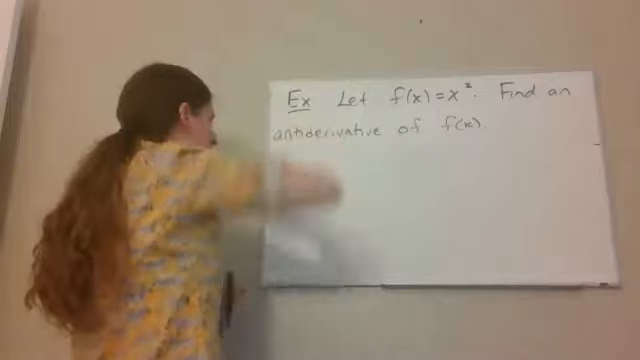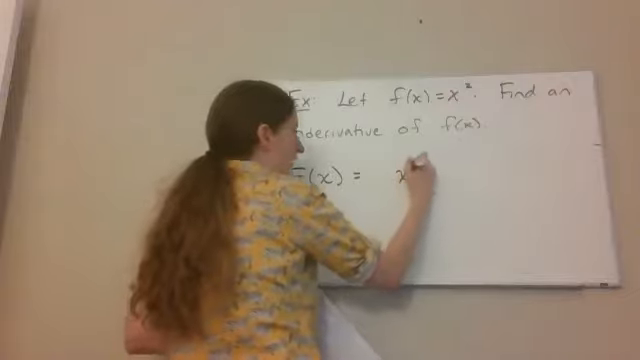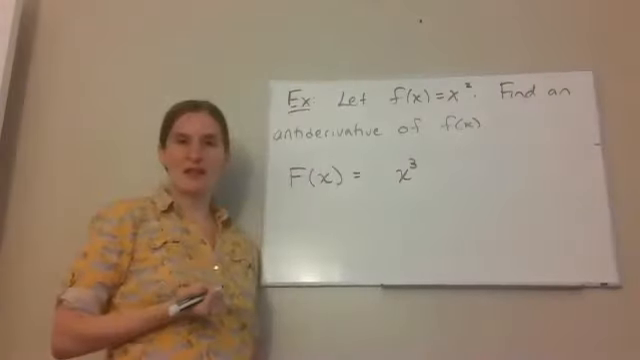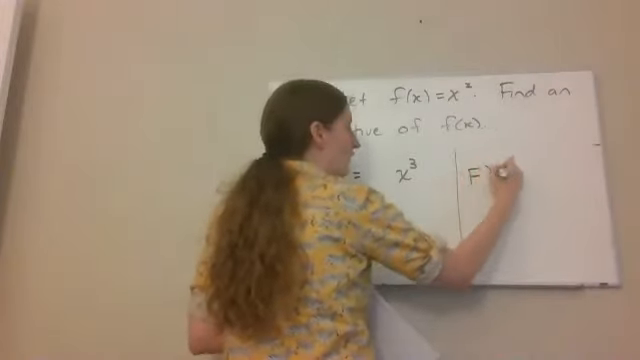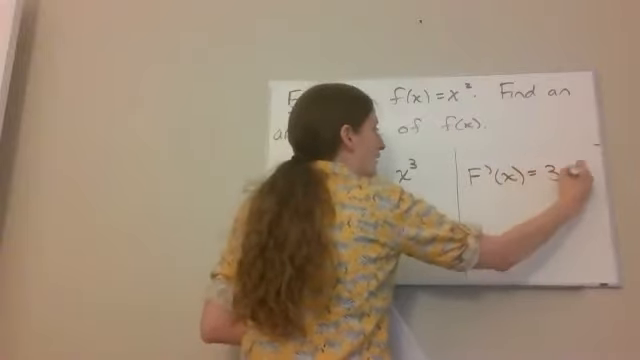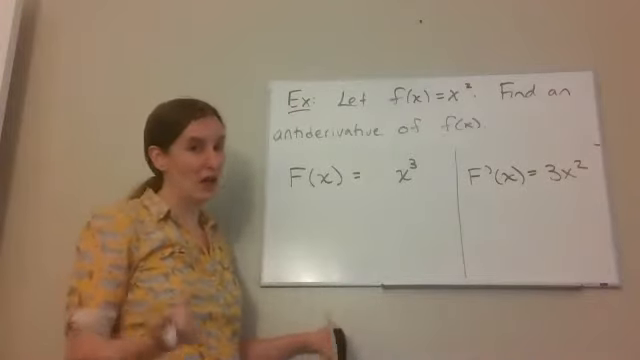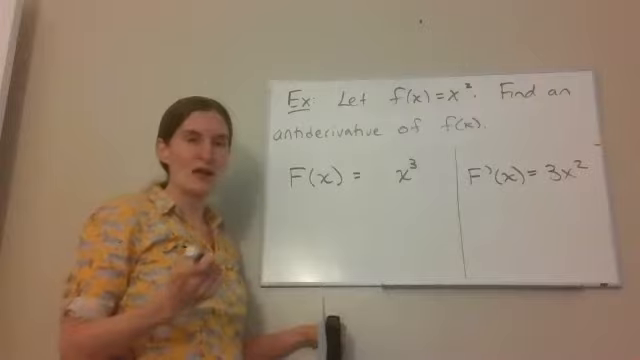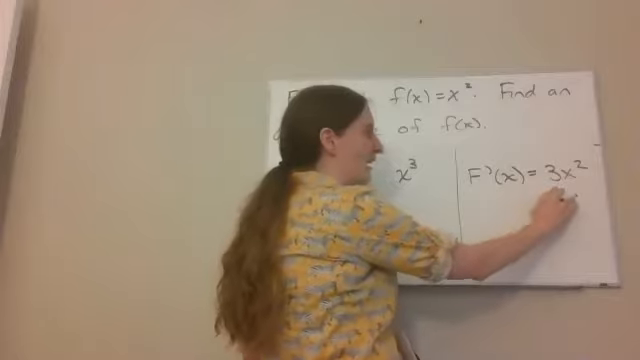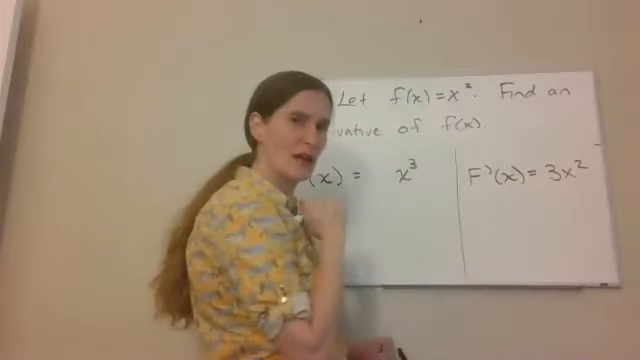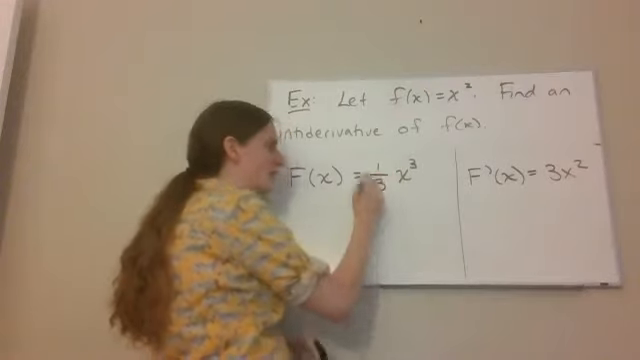So let's take a guess for an antiderivative. I know there's going to be an x to the third. The problem is, if I double check by taking the derivative of this result, I get 3x squared, which is not what I wanted. I wanted x squared. So x to the third is not an antiderivative of x squared, but I can fix it. My derivative was 3 times larger than I wanted it to be. So what happens if I divide by 3?